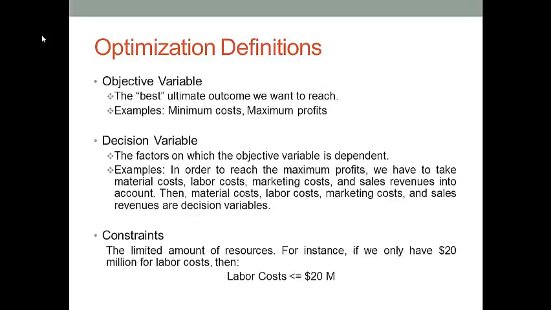We also need to consider the limited amount of resources in an optimization analysis. We call the limited amount of resources constraints in an optimization analysis. For instance, our company can only provide up to $20 million to labor cost. Then the $20 million limit will be the constraints for the labor cost factor. If we present the constraints in a mathematical way, we can get the equation like the one you see on this slide. We want to list the constraint as labor cost is less than or equal to $20 million.